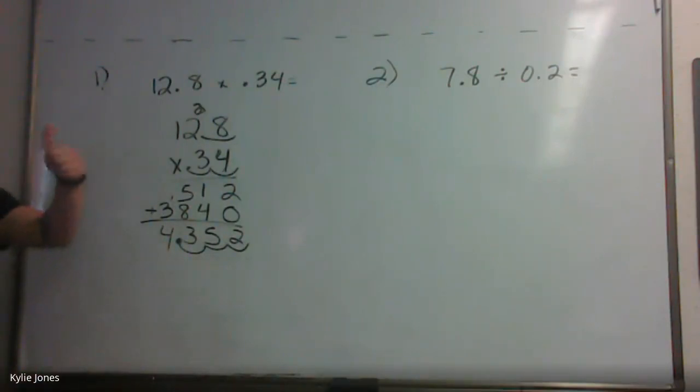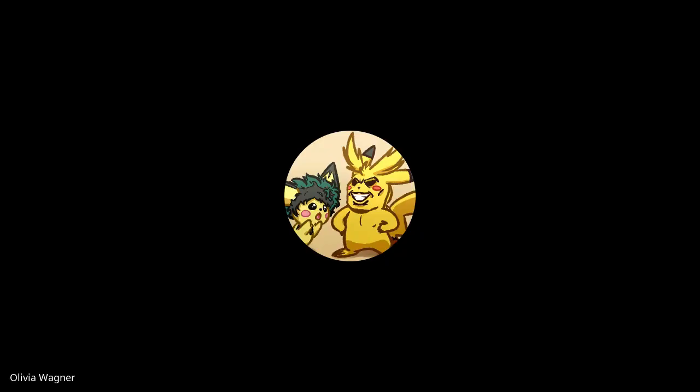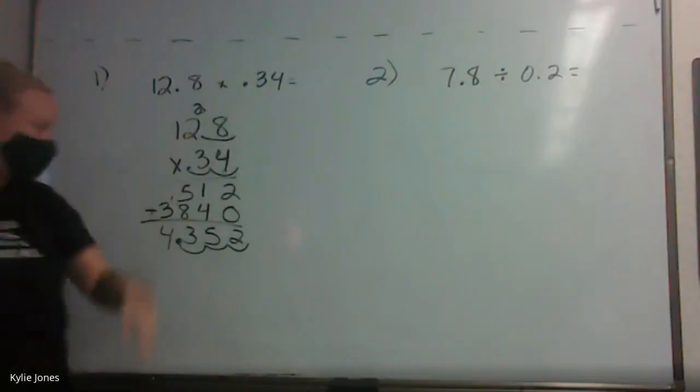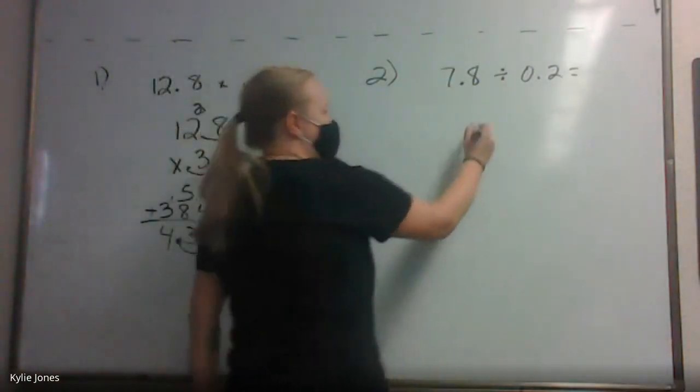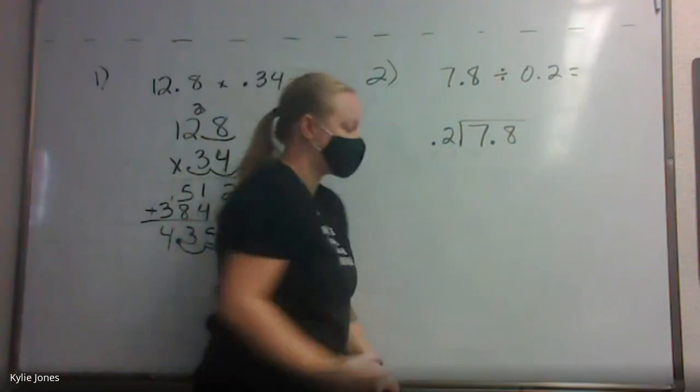How do you guys do? Good. Let's go ahead and do our division this time. This time we have 7 and 8 tenths on the inside. And then we have 0.2 on the outside.